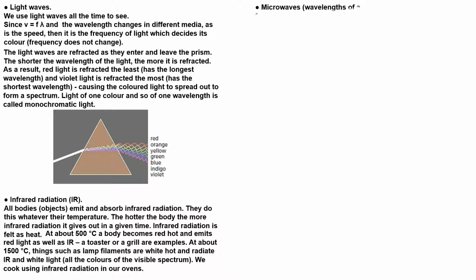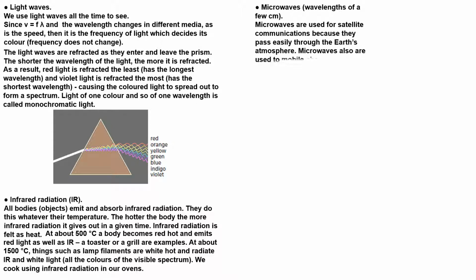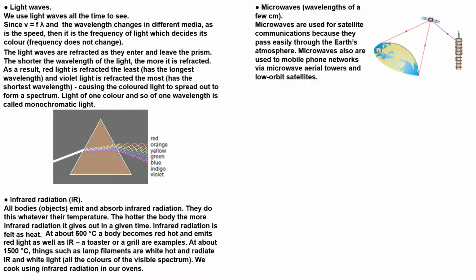Microwaves, wavelength of a few centimeters. Microwaves are used for satellite communications because they pass easily through the Earth's atmosphere. Microwaves are also used for mobile phone networks via microwave towers and low-orbit satellites.